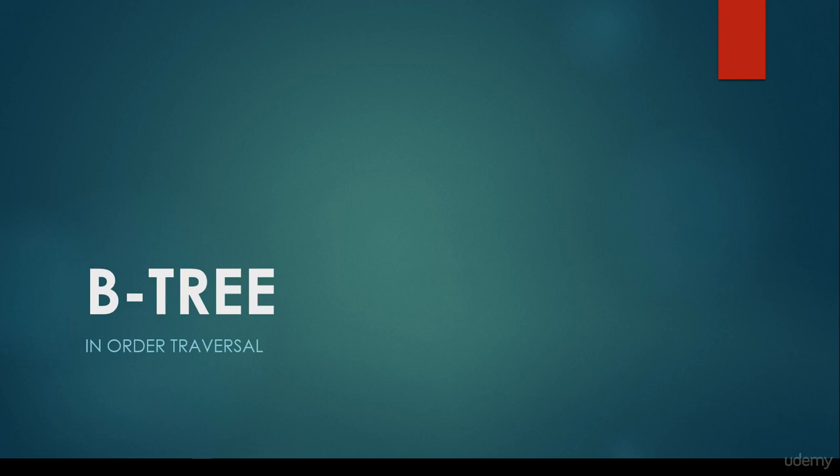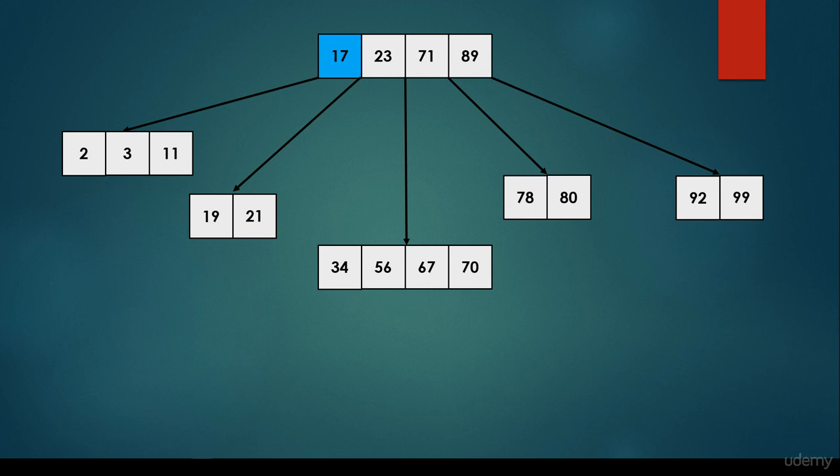Hi, in this video we are going to talk about the in-order traversal in a B tree, so let's get started. It's basically very similar to what we have discussed for binary search trees, AVL trees and red-black trees. Okay, it is a bit trickier. So let's start with the first item in the root node.